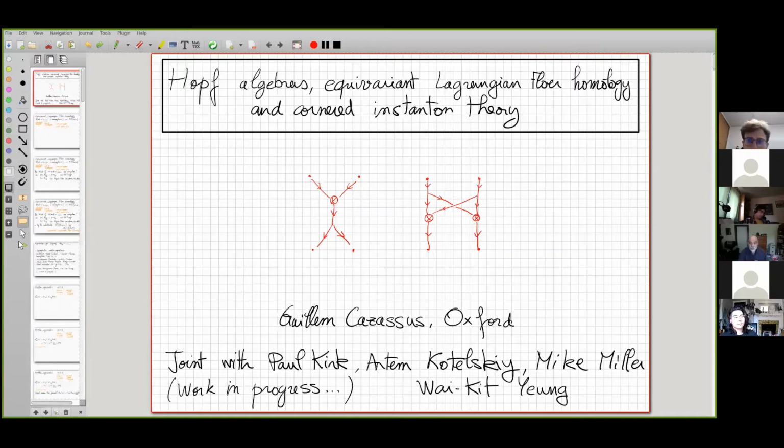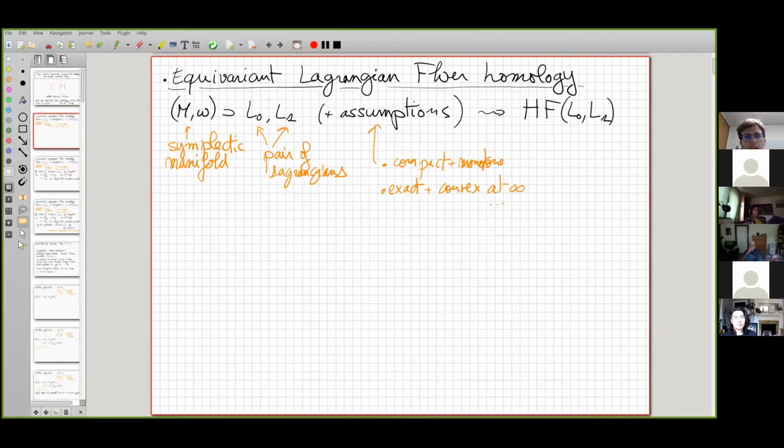Yeah, so all I want to talk about today is joint work with Paul Kirk, Artem Kotelski, Mike Miller, and Wei-Kit Young, and it's very much work in progress. Okay, so let's start with equivariant Lagrangian Floer homology.